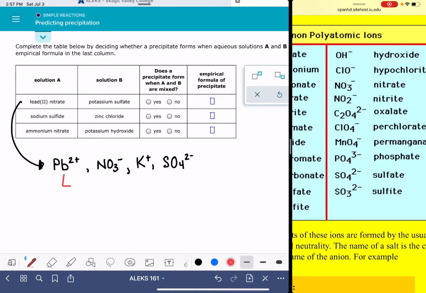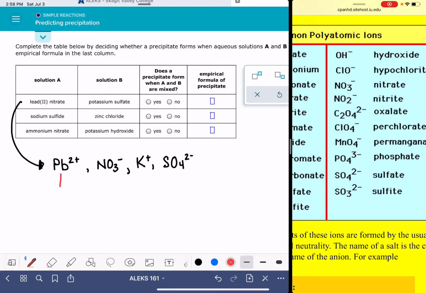Currently, solution A contains a combination of lead 2 with nitrate. I'm looking for a new combination, like what else could I put with lead? I don't want to put it with nitrate because that's how it already is. I'm trying to do something different here. I can't combine lead with potassium because those are both cations and it doesn't work that way. You need to have opposite charges, positives with negatives.